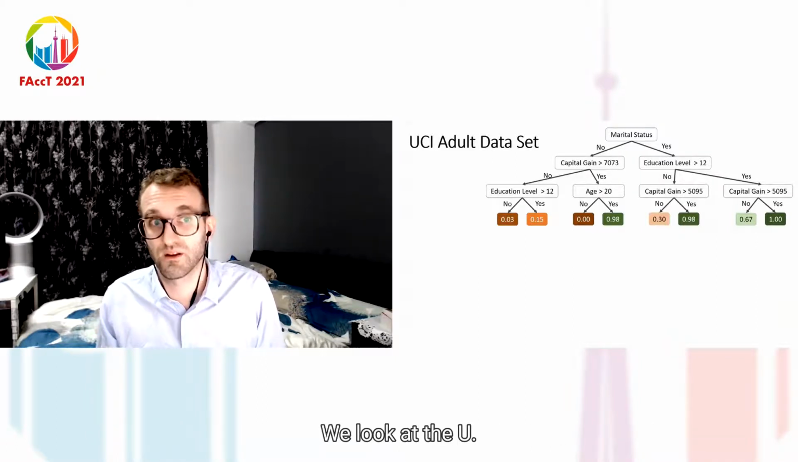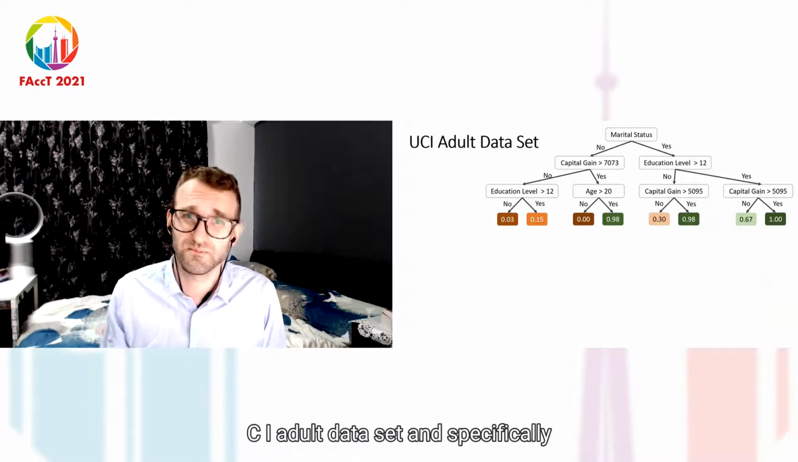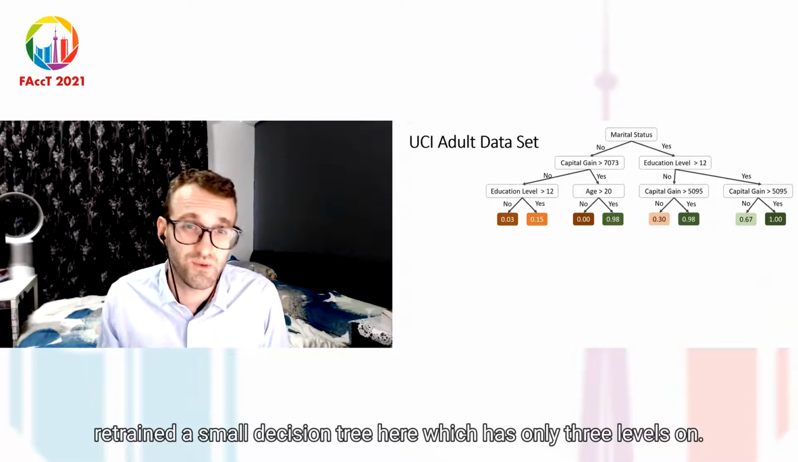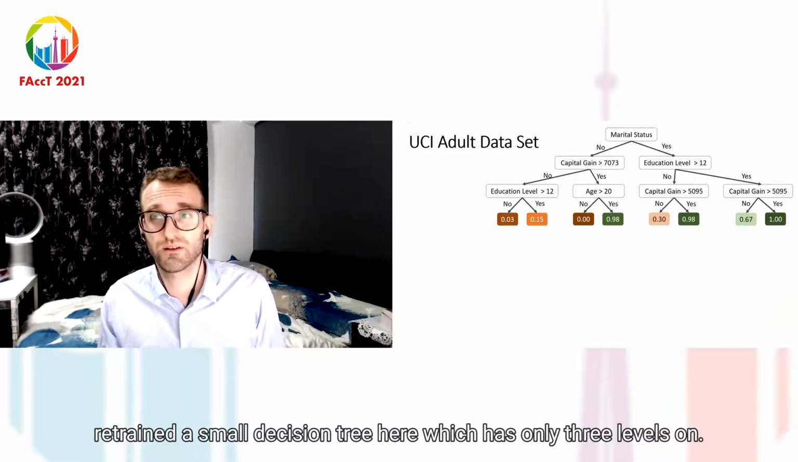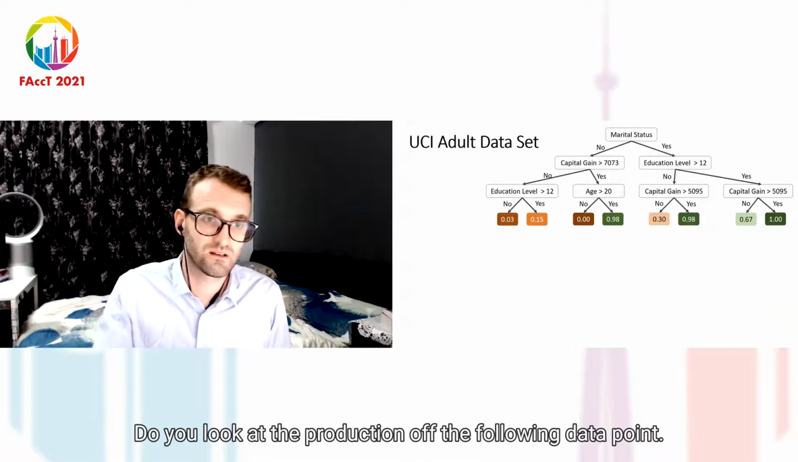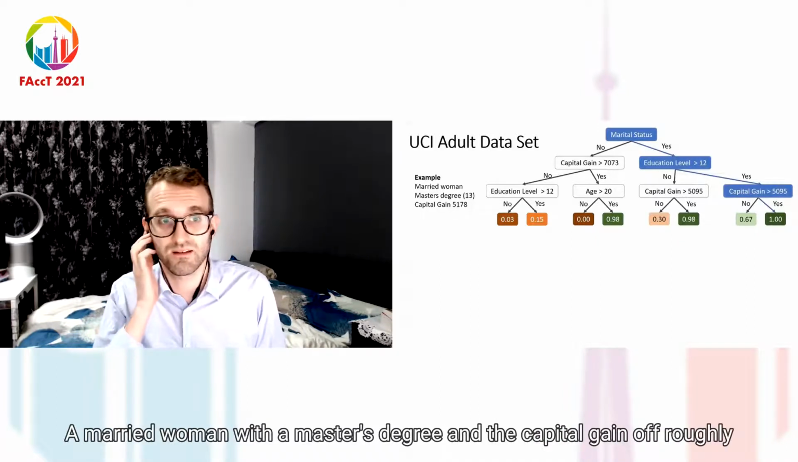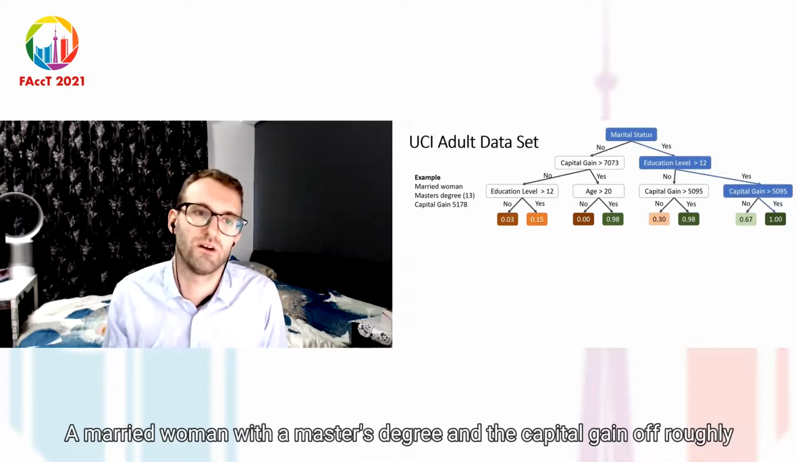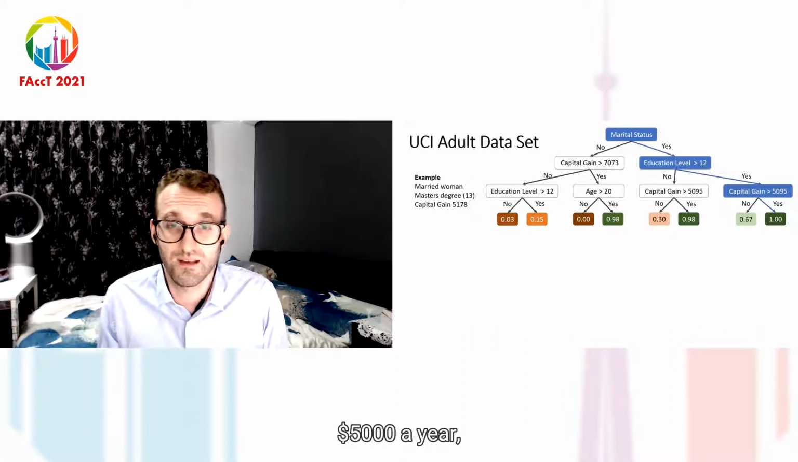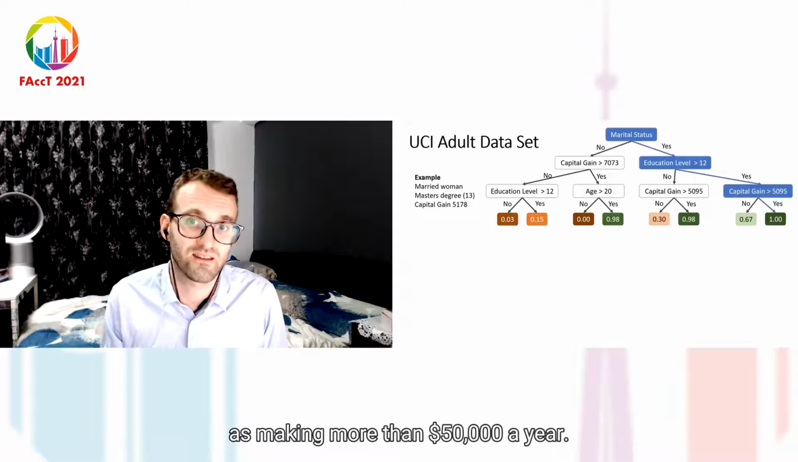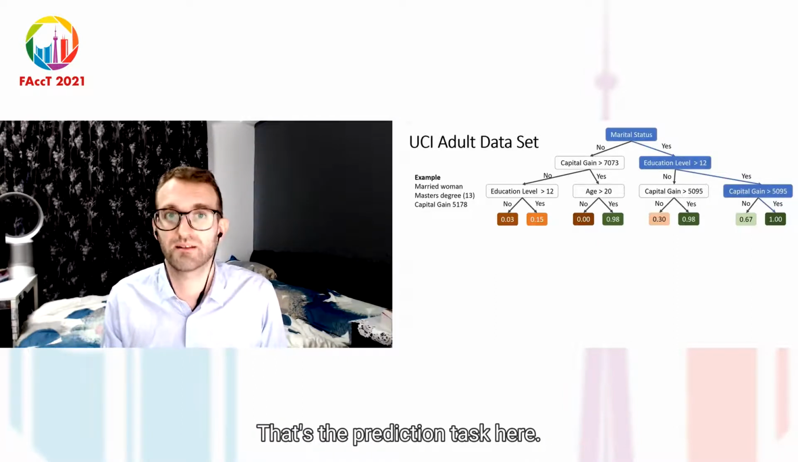For this, we look at the UCI adult dataset. Specifically, we trained a small decision tree here, which has only 3 levels. And we look at the prediction for the following data point: a married woman with a master's degree and a capital gain of roughly $5,000 a year. This woman would be predicted by our little decision tree as making more than $50,000 a year. That's the prediction task here.